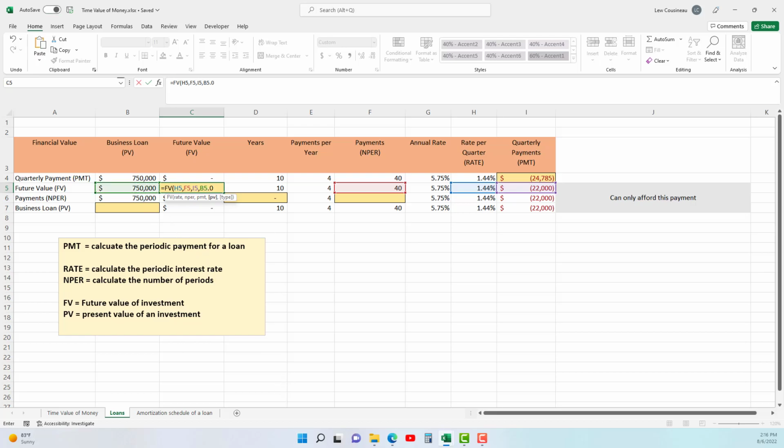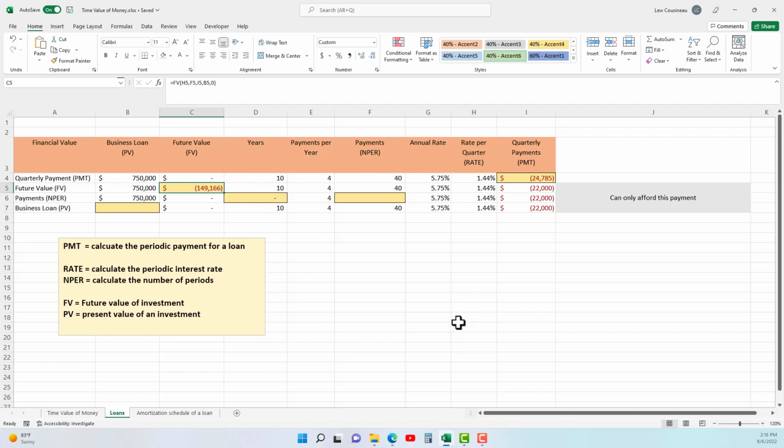$750,000, and we're making payments at the end of the period. I need a comma. So what would be the future value of this loan if we keep paying it off at $22,000 a quarter? You would still have $149,166 left at the end of 4 years.